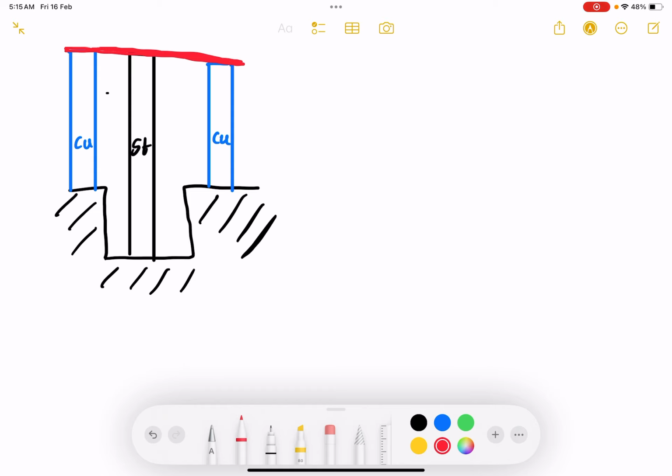So in such cases, what you have to do is you can just do exactly the same. You can say the change in length of steel should be equal to the change in length of the first copper bar, as well as the change in length of the second copper bar. For equation number 1, the total load will be equal to load carried by steel plus the load carried by the first copper bar plus the load carried by the second copper bar.